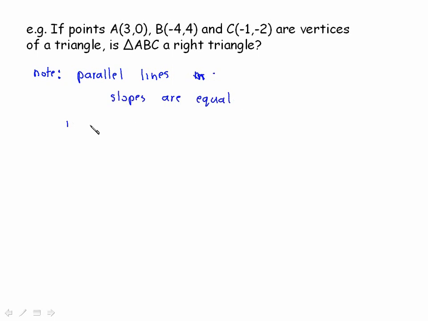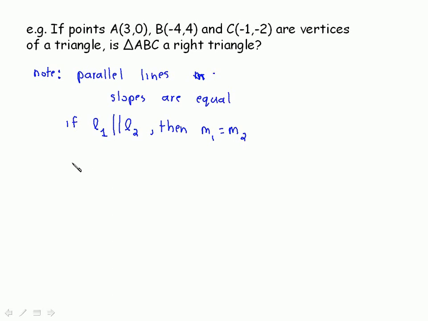So for example, if line 1 is parallel to line 2, then M1 is equal to M2. So the slopes will be equal. That makes sense to people.